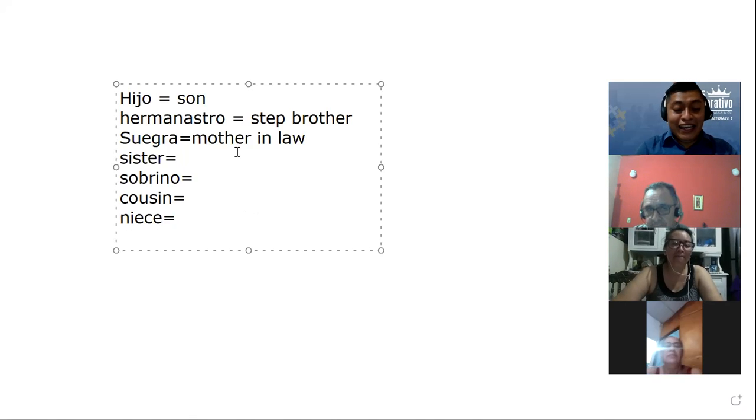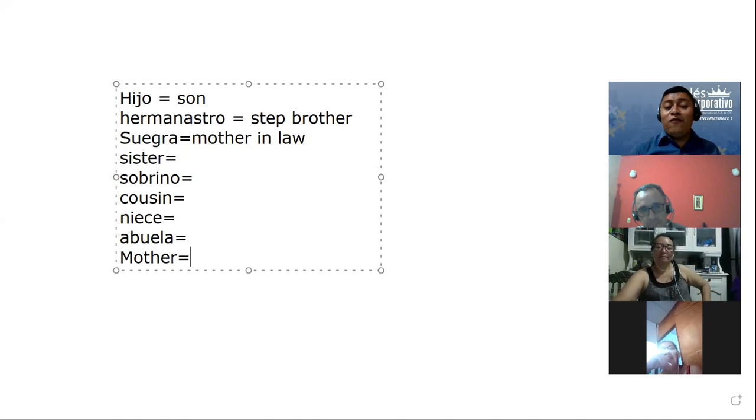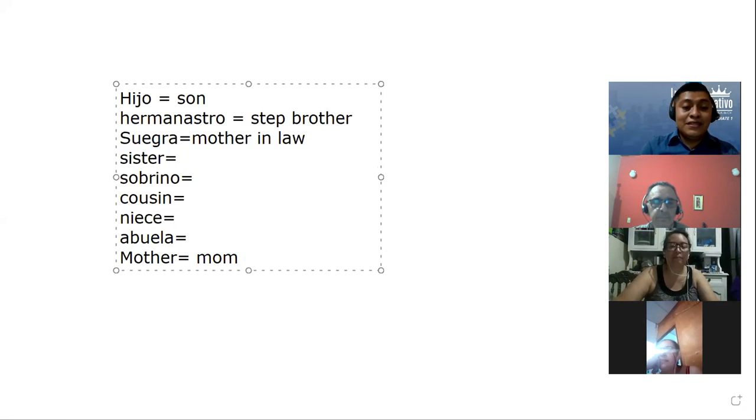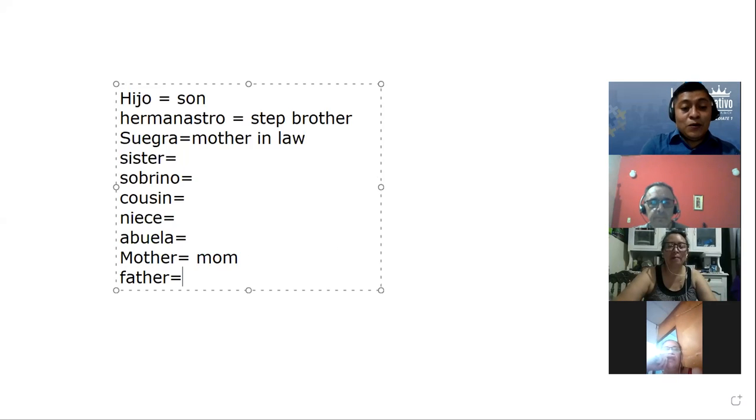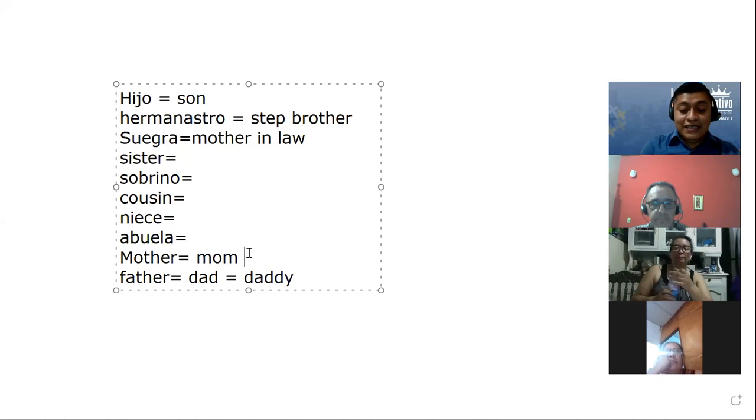Sobrina, excellent. And let's see this other one. Grandmother. Okay, grandmother. And this other one, what is the meaning of this? Madre. Mama. Okay, mother. Do you know another way to say mother and father? Mom. Okay, you can say mom. And father? Dad, daddy, mommy, yes. Let me write this.